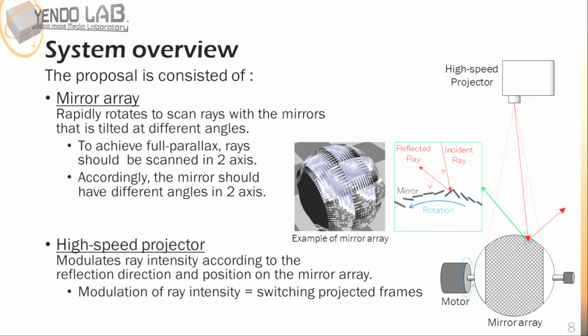This is a schematic diagram of the proposal. The proposed system consists of a mirror array and a high-speed projector. The mirror array rapidly rotates to scan rays. The mirrors have different angles from each other to scan rays. In order to achieve full parallax, rays should be scanned in both vertical and horizontal directions. Thus, the mirror's angle varies in two directions. The high-speed projector generates rays that reflect on the mirror array. The projector controls the intensity of rays by switching projected frames.